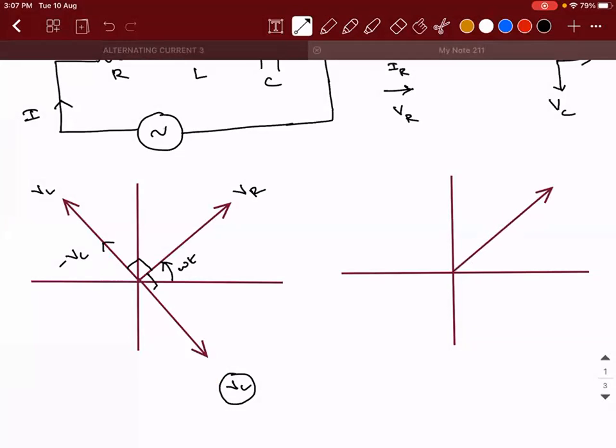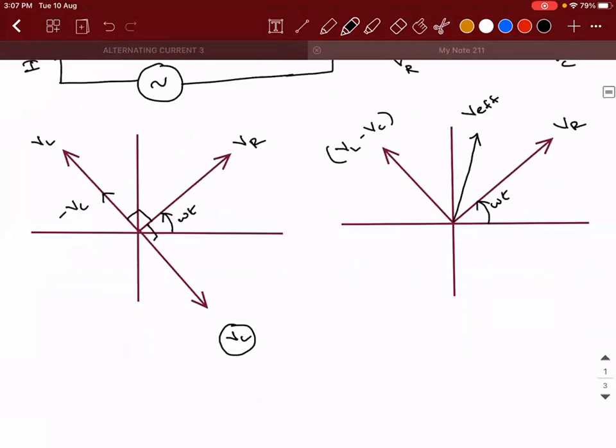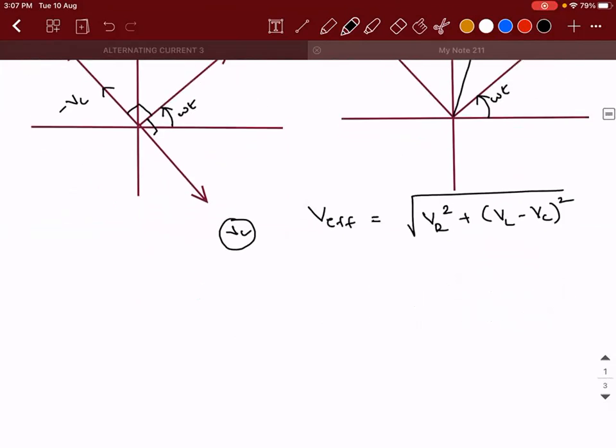Okay. Now the new phasor diagram will look something like this. If this is VR, then this will be VL minus VC. And this is called VR. And this angle is omega t. Then the resultant will be like this. This is the V effective value. So what is the value of V effective? Can you guys tell me? So V effective will be equal to square root of VR square plus VL minus VC the whole square.